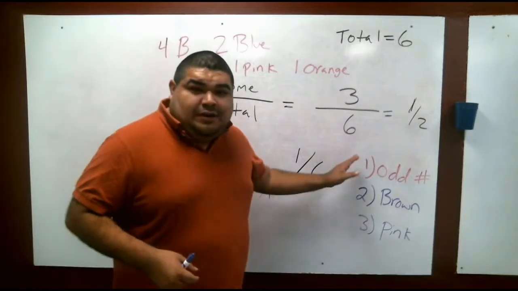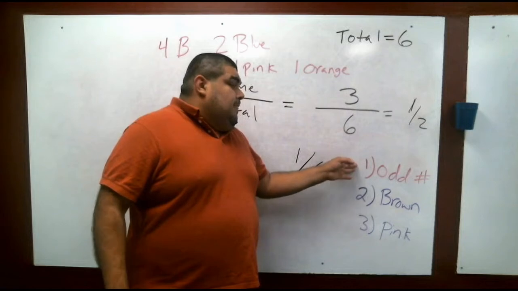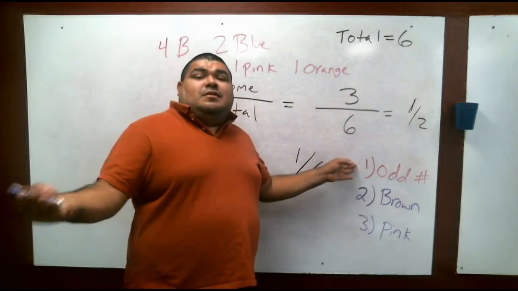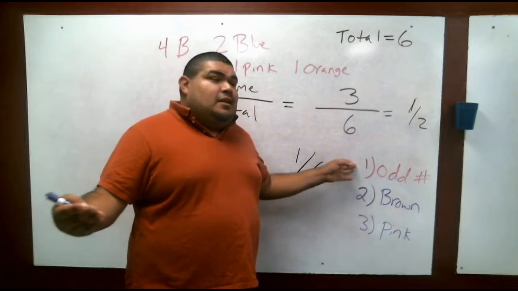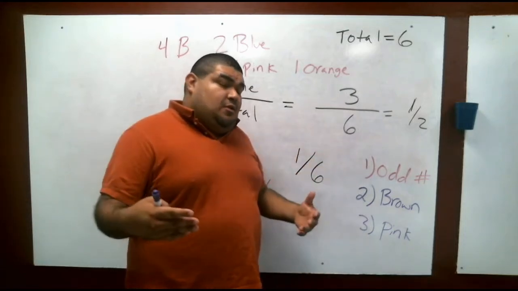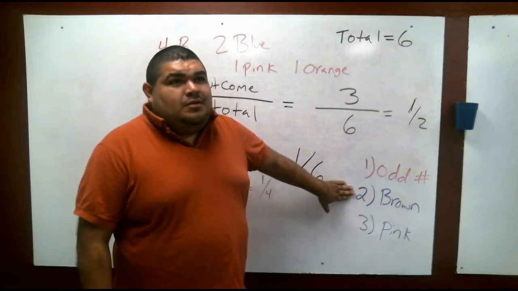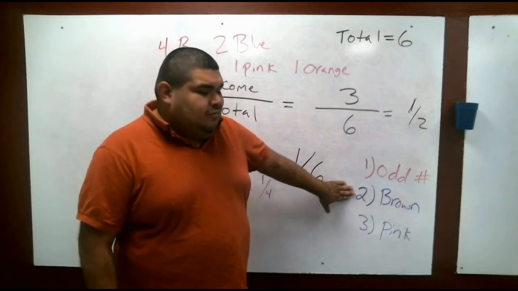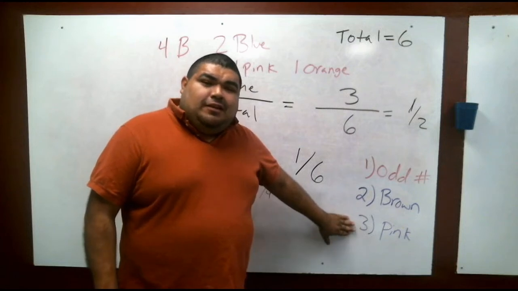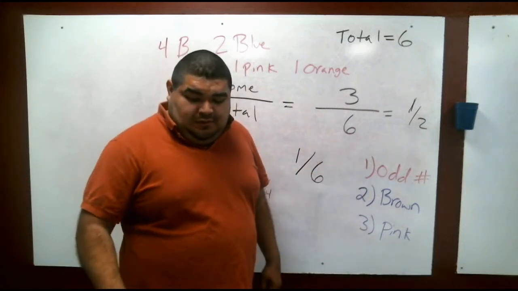So there's your 3 assignments. Your assignment for today is, what are the odds of the die landing on an odd number? The probability that the spinner will land on a brown shape, or in a brown triangle, should I say? And then number 3, again, the spinner might land on the pink triangle.